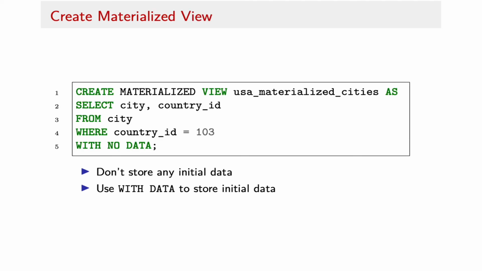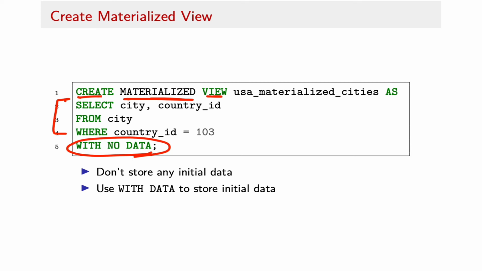Let's see how we define a materialized view. The statement is quite similar to the ordinary view, so we're going to say create view, but we're going to add this keyword materialized, and then we define the underlying query as before. There's a little additional wrinkle here at the end of this statement: I've put in WITH NO DATA.